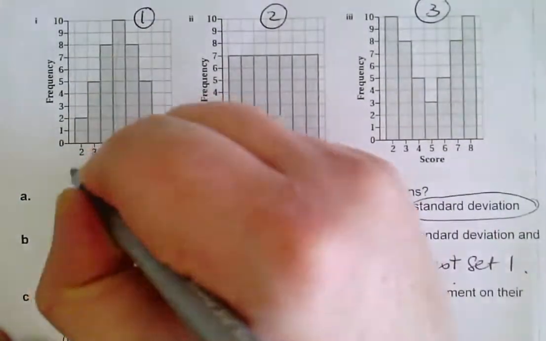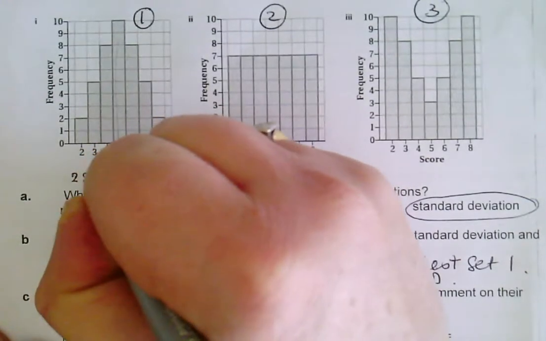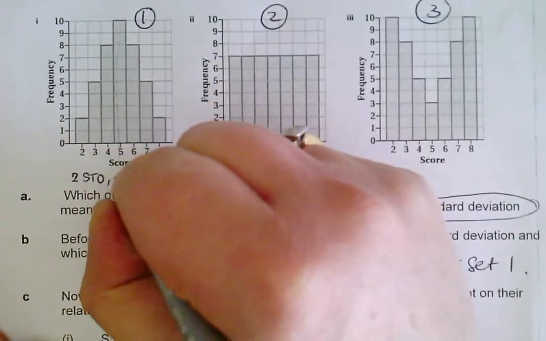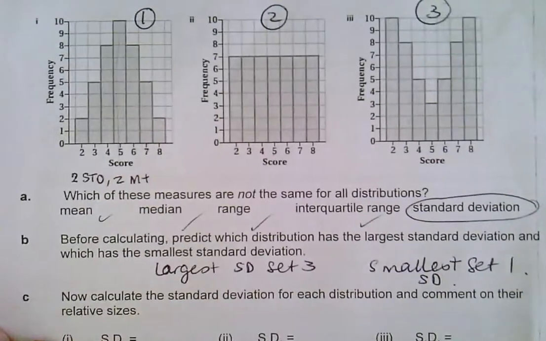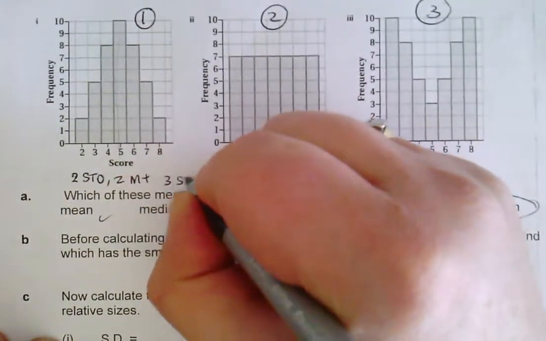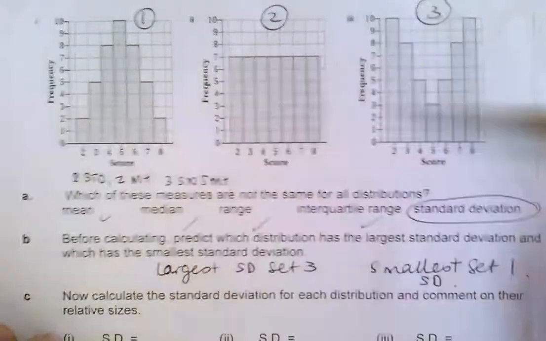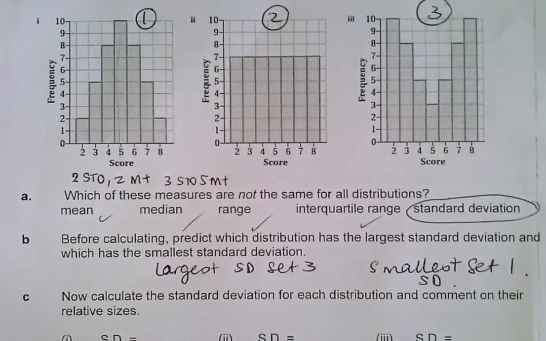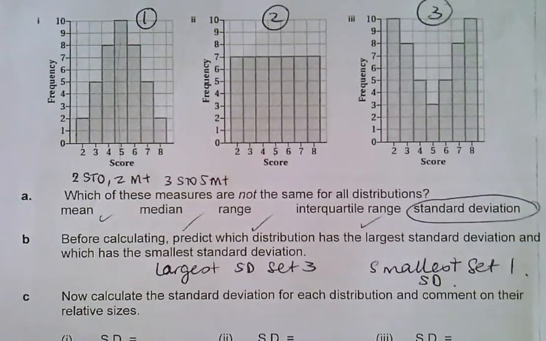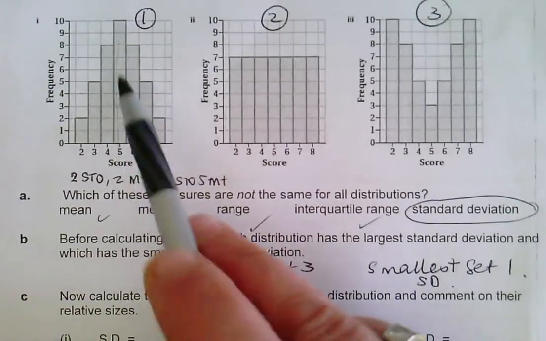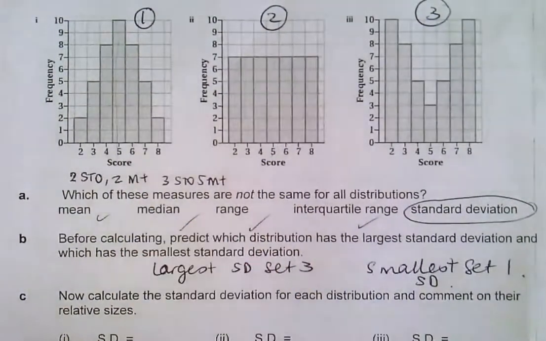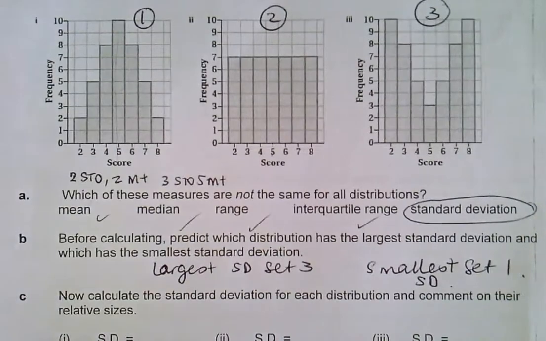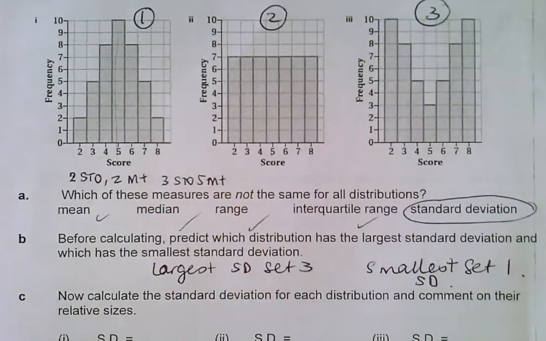For the first set, we would go 2 STO, 2 M plus, etc. 3 STO, 5 M plus, and so on. Or 2 XY, comma, X, comma, Y, 2 data. 3 X, comma, Y, 5 data. Right, I need a mean and standard deviation for each graph. Maybe you can do one, your friends can do one.